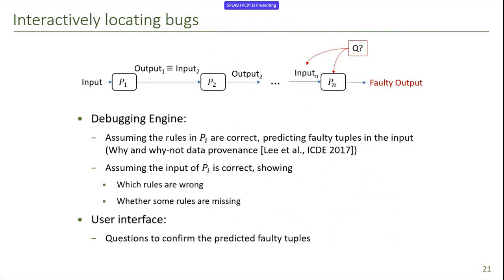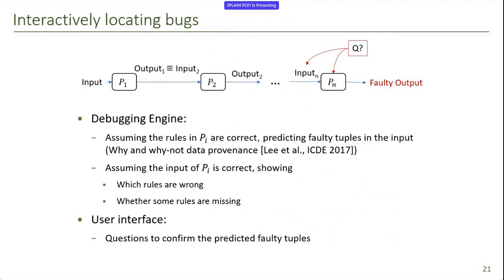To predict what is the fault in the input of the program, we use the why and why-not data provenance technique. That is both in software and it works in database literature. By using this data provenance technique, we will know why a tuple in the output of the program is computed.